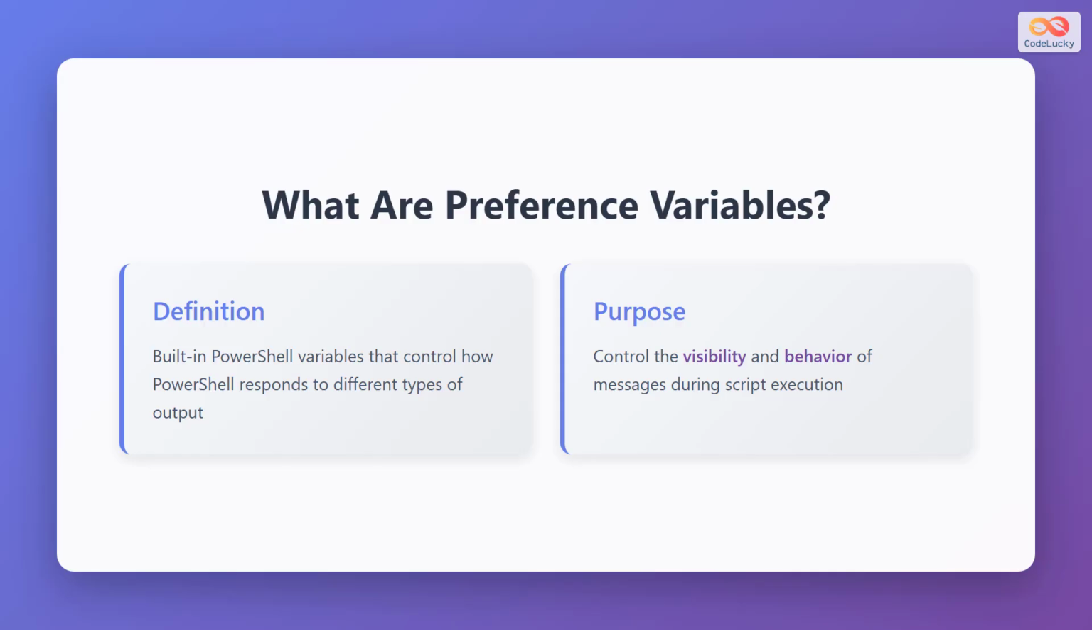Let's start with the basics. Preference variables are built-in PowerShell variables that control how PowerShell responds to different types of output during script execution. Think of them as switches that determine what information gets displayed on your screen. Their primary purpose is to control the visibility and behavior of messages while your scripts are running. This means you can choose to see detailed information when you need it, or keep your output clean and minimal when you don't. These variables give you complete control over your PowerShell environment.